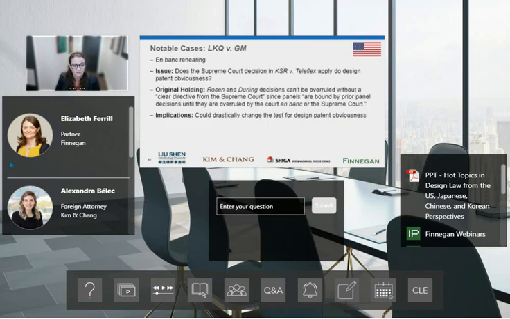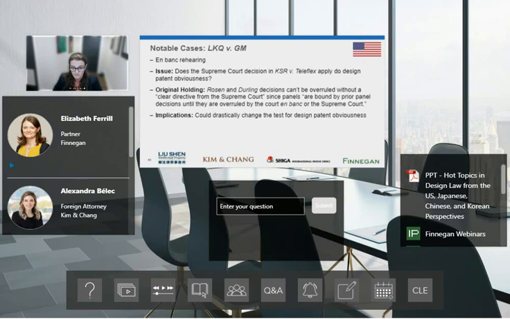Okay, I want to also discuss a couple of notable cases that have come out recently. One is the LKQ versus General Motors case, and this case is going to be heard by the complete appellate court in the United States. And this is important because that complete court has the power to actually change the law in a way that the normal 3-judge panels do not. And the question that the court is interested in hearing about is whether or not a U.S. Supreme Court case that came out in 2007 about utility patent obviousness, whether that opinion should have some bearing on design patent obviousness.